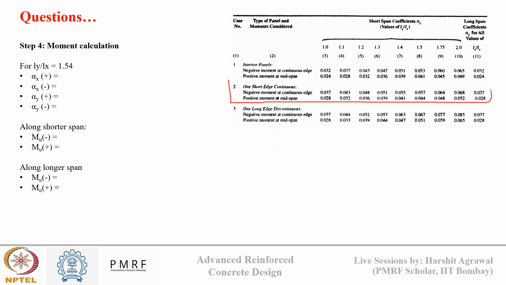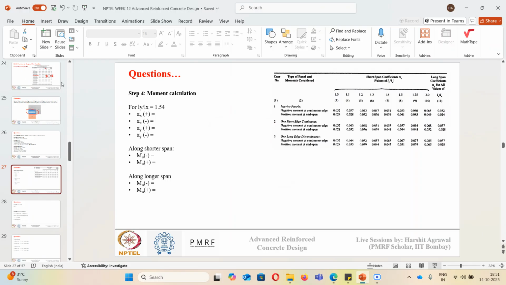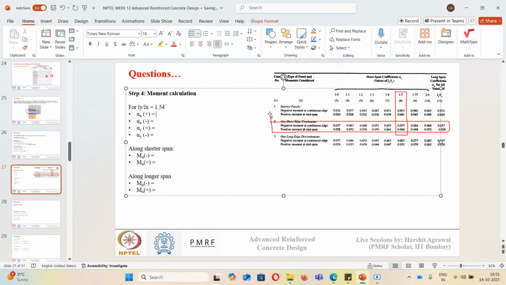So in this case, if we go to this block, we will get the alpha x and alpha y values. So we have alpha x positive as 0.057, alpha x negative is 0.044, alpha y positive is 0.037, and alpha y negative is 0.028. Once we know the alpha x and alpha y values, we can calculate the moment.